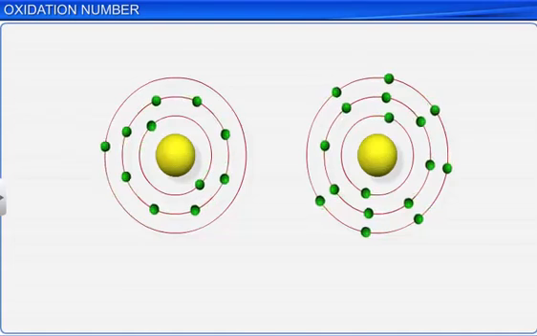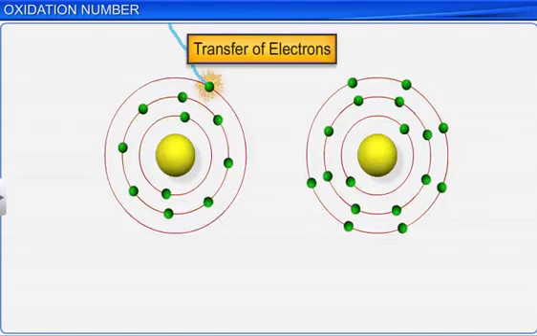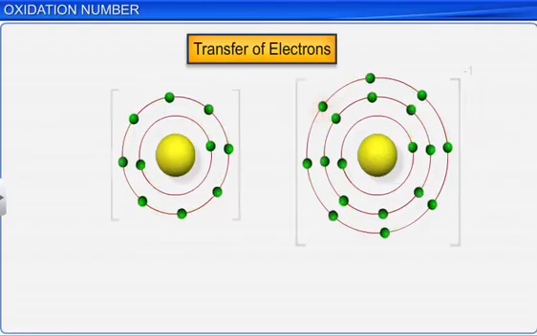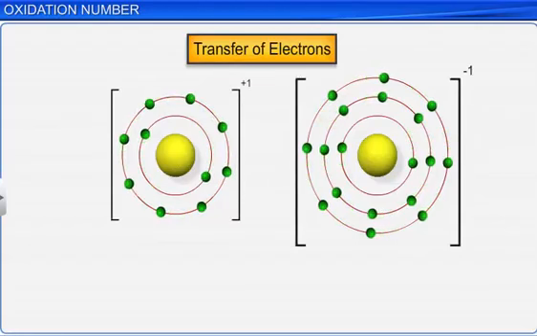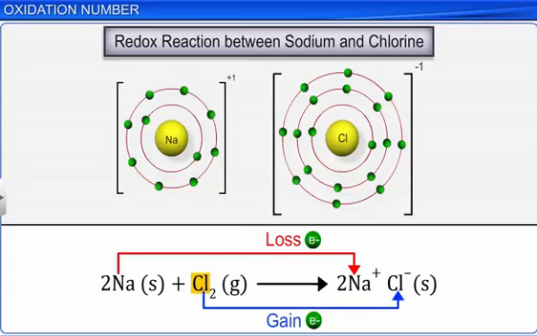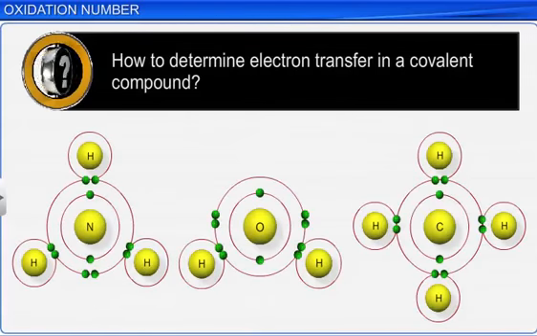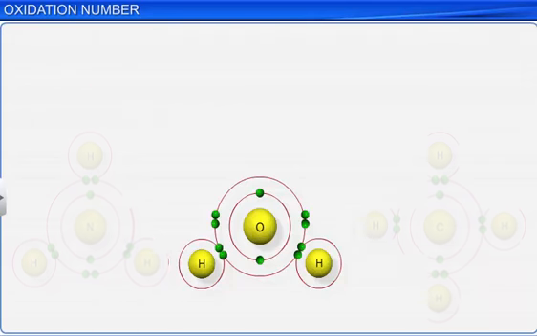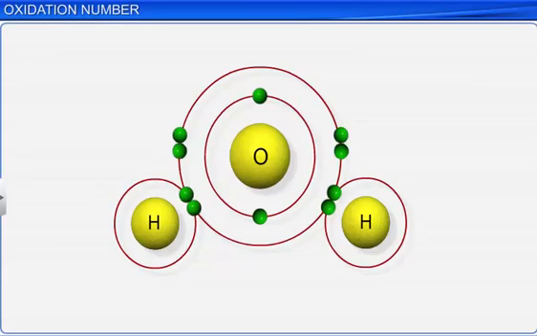We learnt that in redox reactions, transfer of electrons takes place. For example, if you look at the ionic reaction between sodium and chlorine, it is clear that sodium loses an electron and chlorine gains an electron to form sodium chloride. But how does one determine an electron transfer in the formation of a covalent compound like water?